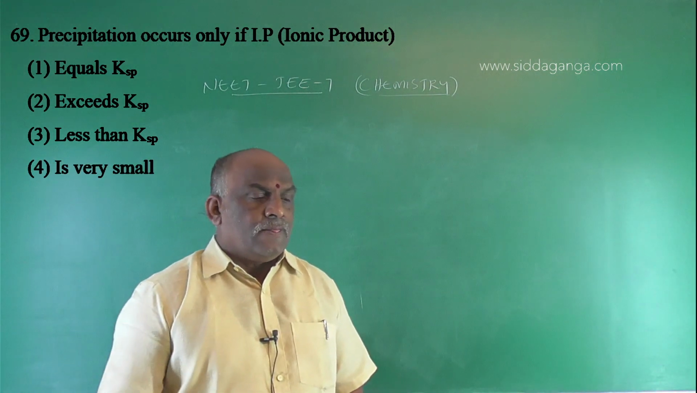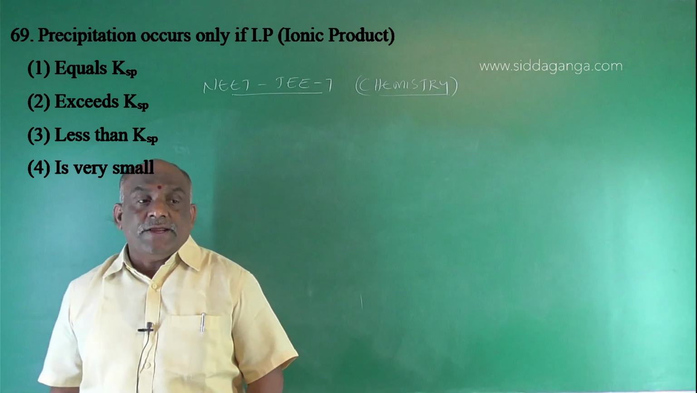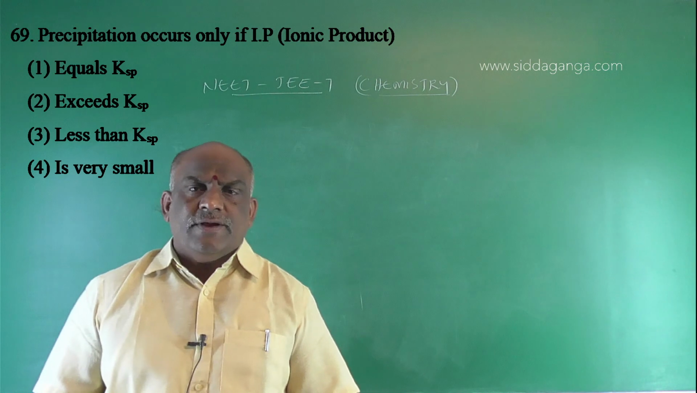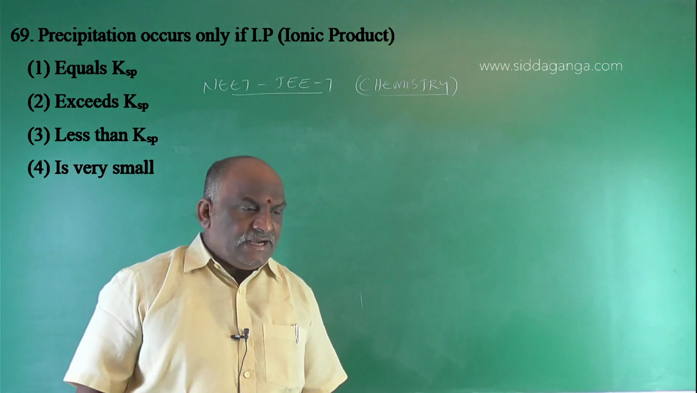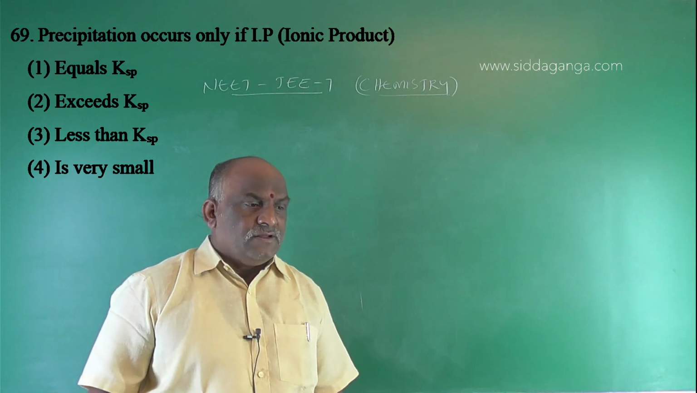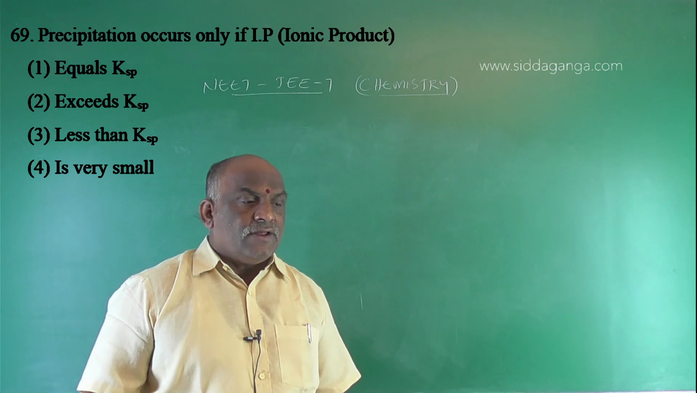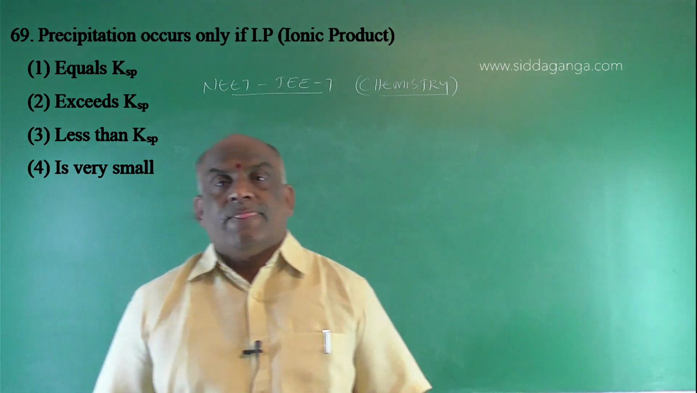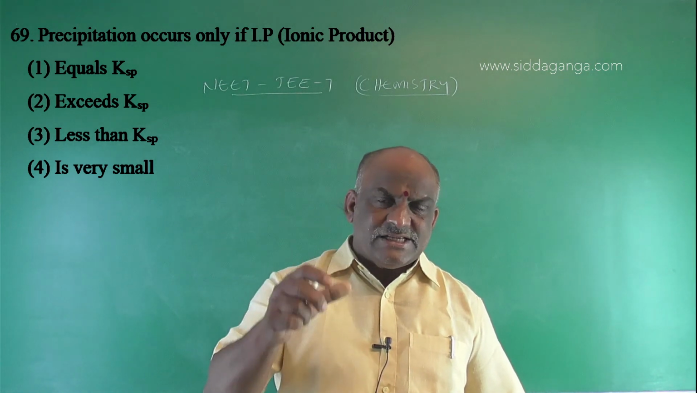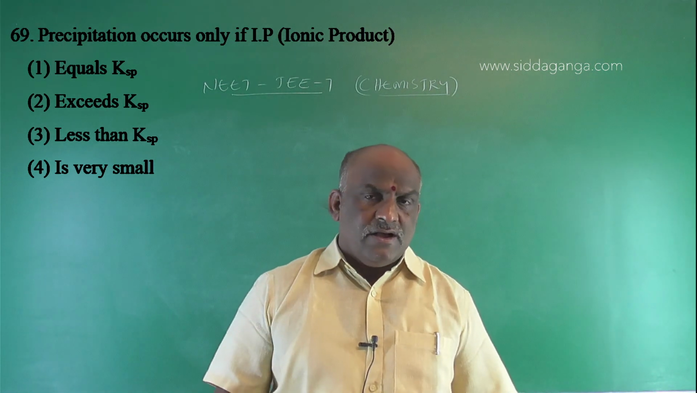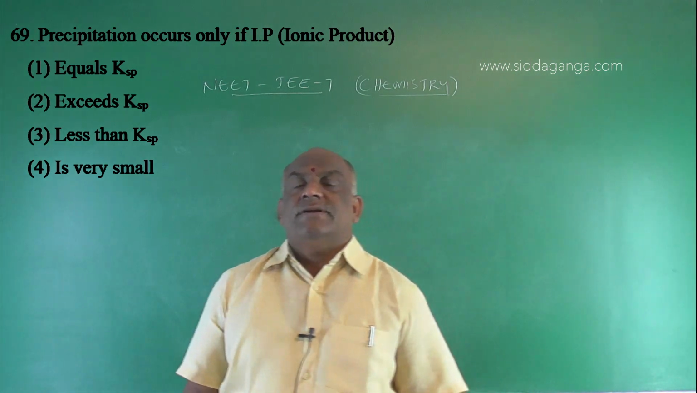Precipitation occurs only if IP. What does IP mean? Ionic product, denoted by Kw. So what is the condition for precipitation? Precipitation occurs only if the ionic product exceeds the solubility product. If the ionic product exceeds the solubility product, precipitate occurs. If the ionic product is less than the solubility product, precipitate does not occur.